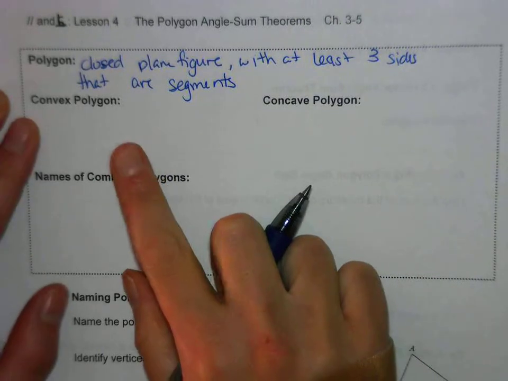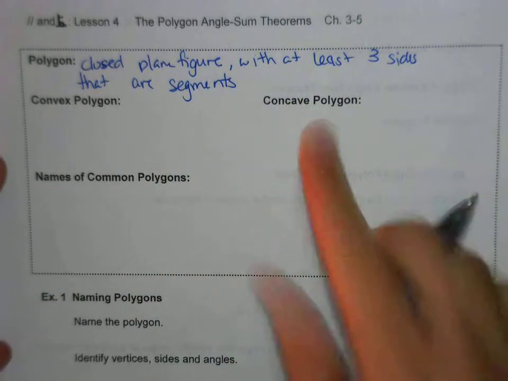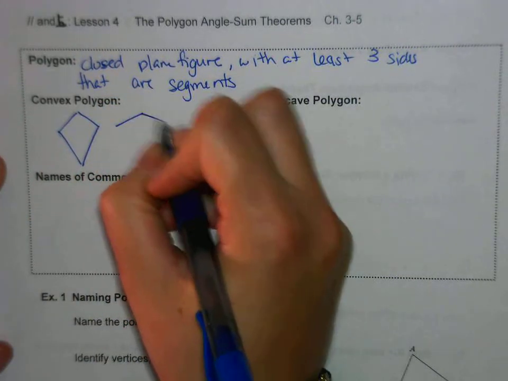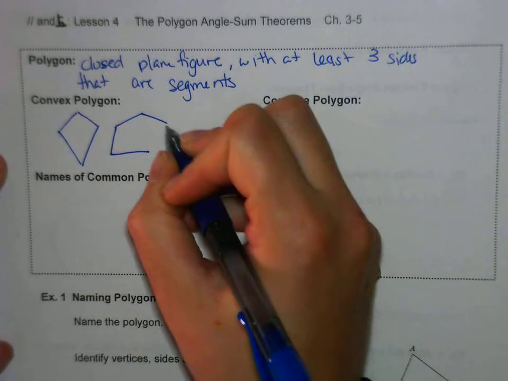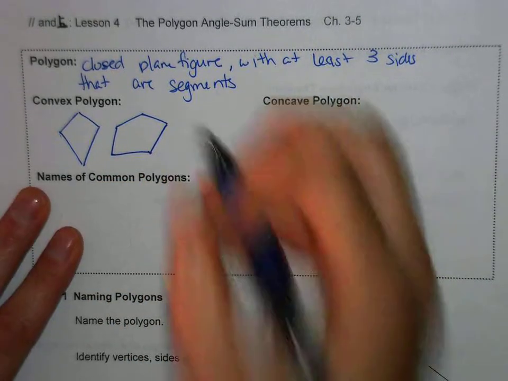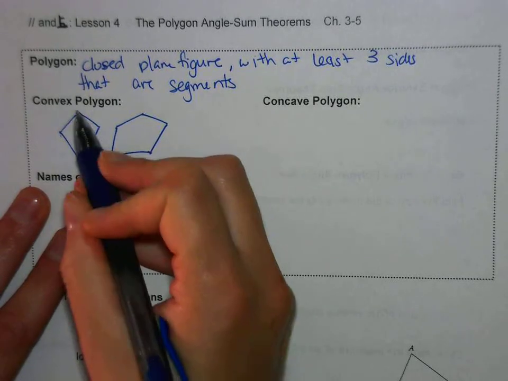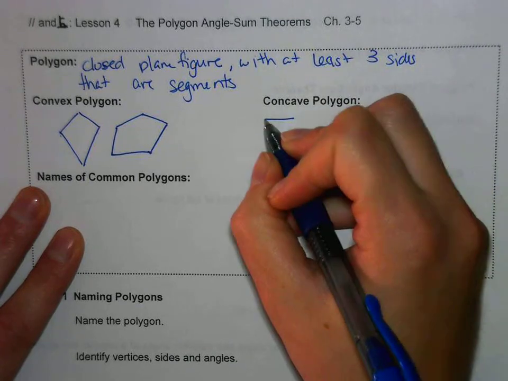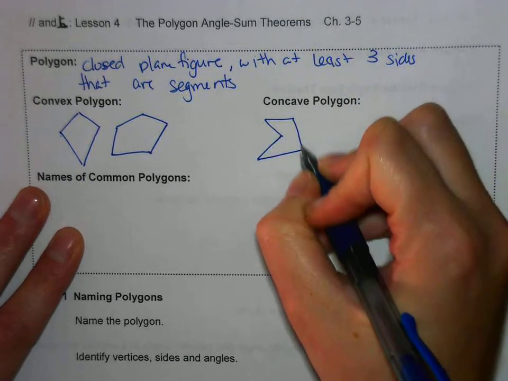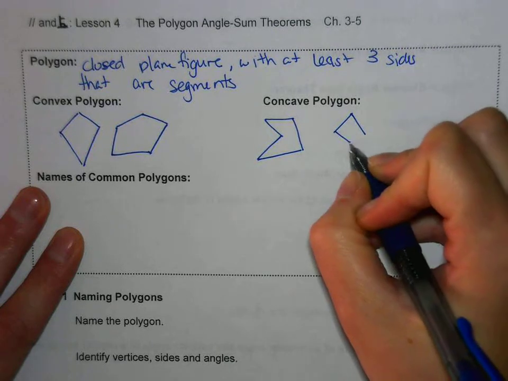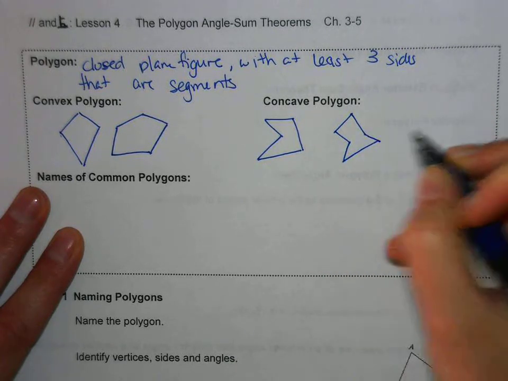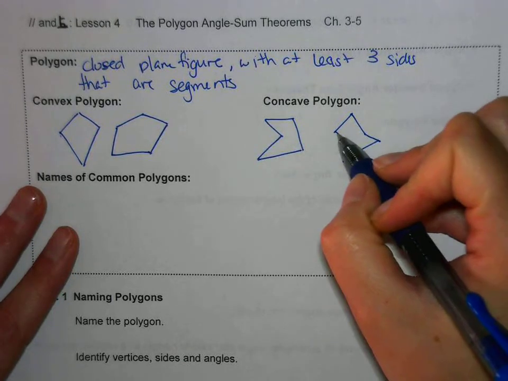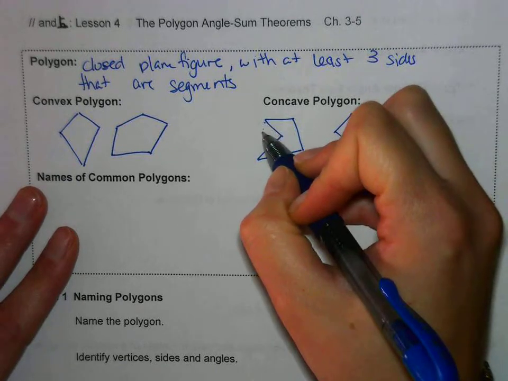So there's 2 different types of polygons. We can have a convex and a concave. Convex, here are some examples of a convex. Meaning any of our diagonals we create in a convex will always be inside our polygon. Concave, here's some examples. These are concave because we can create diagonals that actually fall outside of our polygon.